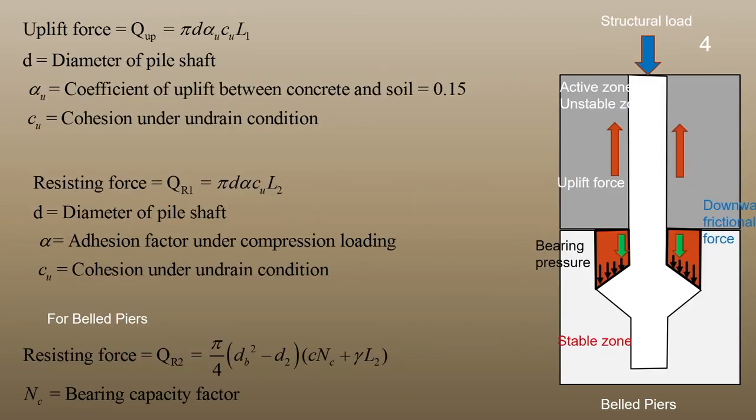So when we design a foundation, particularly a deep foundation like a pile foundation, there will be some uplifting force as well as some resisting force. Say for example, if we take a pile foundation like this, suppose this is the active zone or unstable zone, this is the stable zone. That means the soil in this zone will only experience some swelling characteristics. Let this length be L1 and let this length be L2.